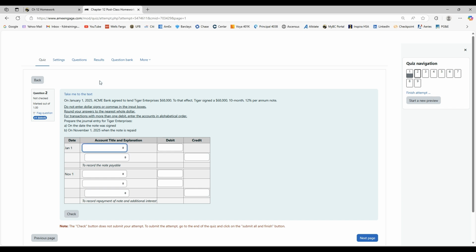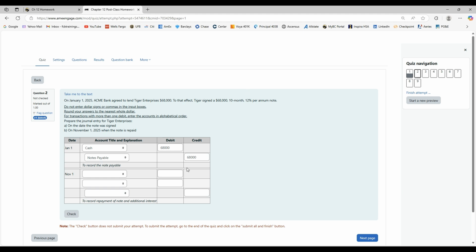Okay, on January 1st, this bank lent this company 68,000, and they signed a 10-month, 12% note. So then, kind of the same thing. Cash goes up, notes payable goes up, so liability up and asset up, and it was 68,000. And then, what do we say here? Oh, it's 10 months. So 68,000 times 12% is 8,160. That would be for a whole year. And then we can divide that by 12, so it becomes 680 per month. And we did this on January 1st, and November 1st is when we are repaying.